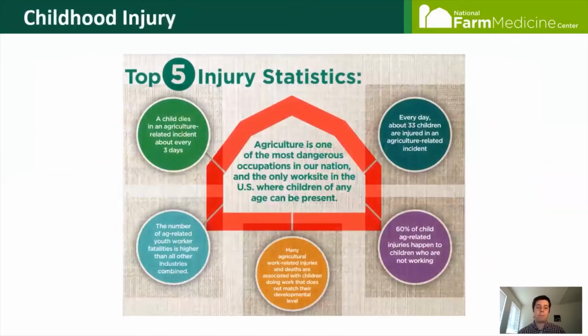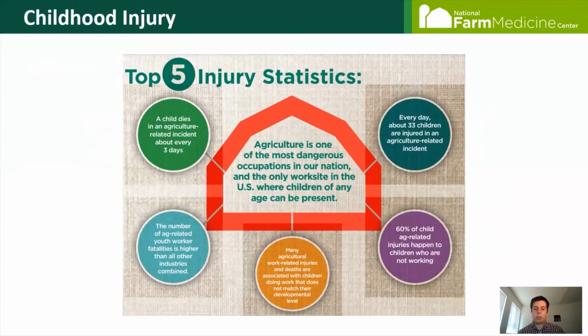And alongside a family farm comes the family, comes children. Agriculture is the only occupation that allows children in the work site. And unfortunately, that leads to a good number of agricultural injuries in children. Unfortunately, one every 3 days or so, a child dies in an agriculture-related incident. And youth working in agriculture have a higher rate of fatal injuries than every other industry combined.